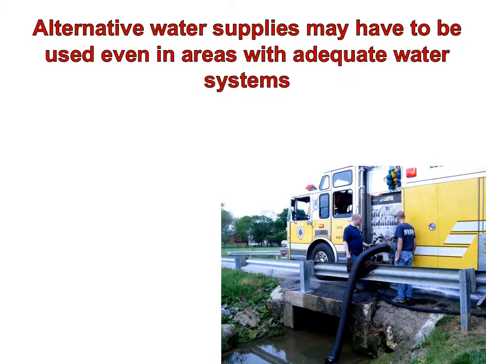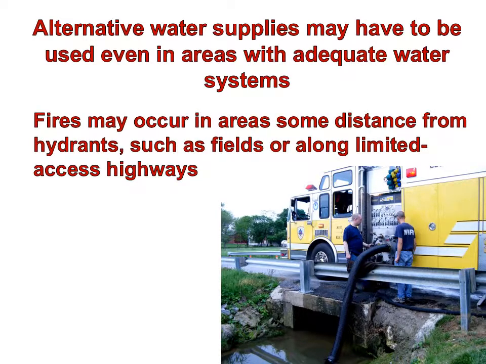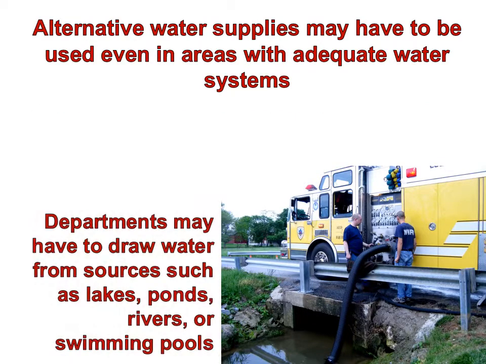Alternative water supply may be used even in the areas with adequate water supply. The water system may fail due to broken mains or power outages. Fires may occur in areas some distance from hydrants, such as fields or along limited access highways, and departments may have to draw water from sources such as lakes, ponds, rivers, swimming pools, and water tenders.